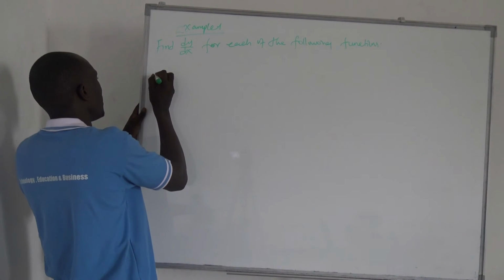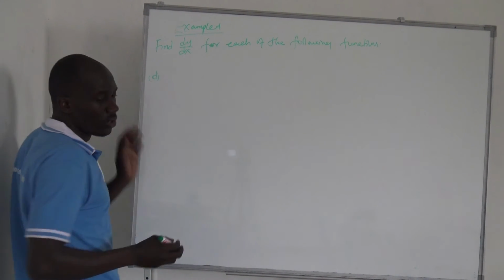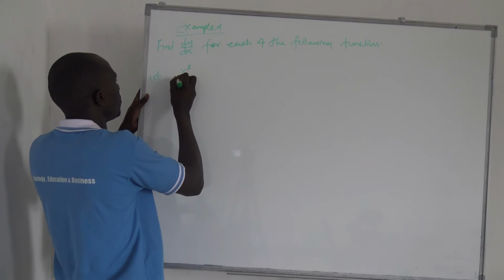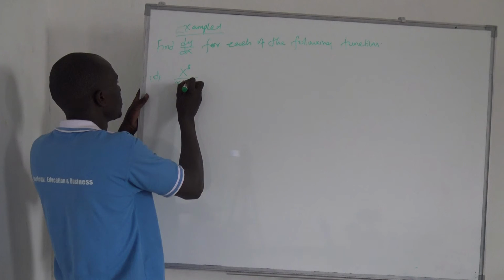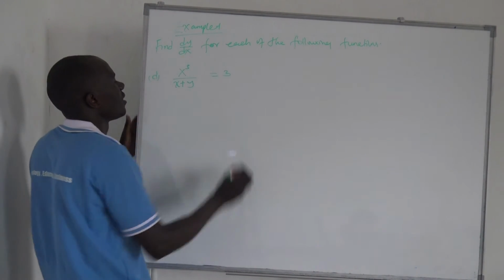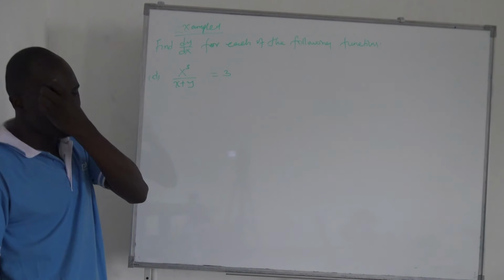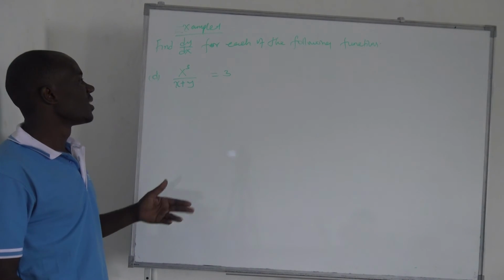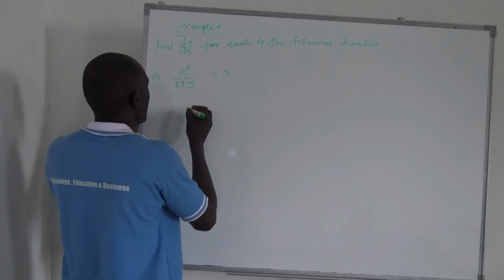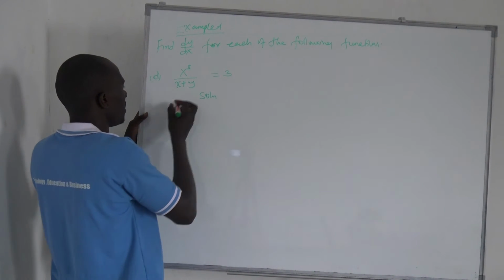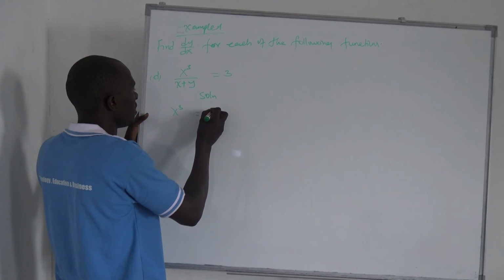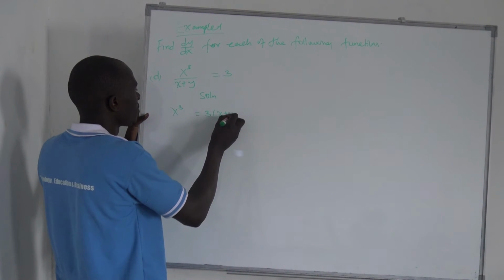So we are moving to part D. Part D goes x cubed all over x plus y equals 3. So what are we going to do with this? You can first of all cross multiply. Solution. What do I mean? x cubed equals 3 into x plus y.